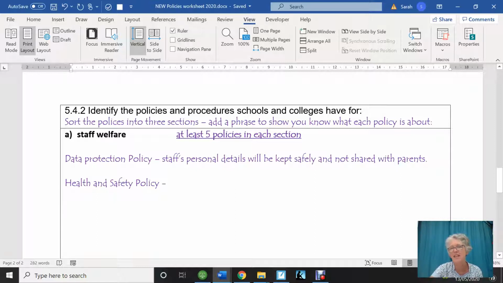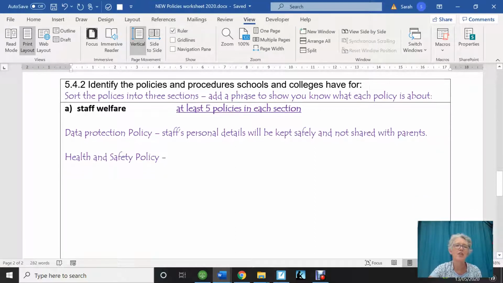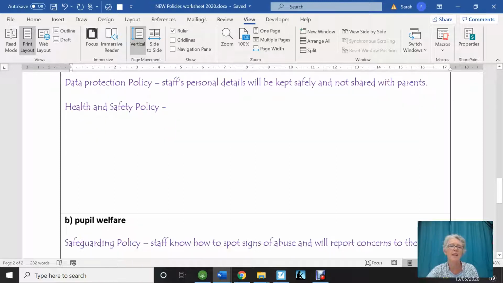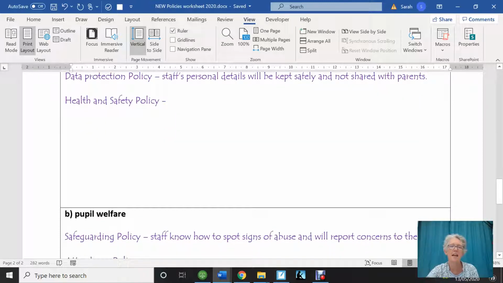Can you add a little bit more to that to say, why would schools have a health and safety policy for their staff? And then I've asked you to put at least 5. So you need to pick 3 more policies. I'll show you in a minute where else you can get those from. So you've got 1, 2, and then add 3 more in here and a little sentence on the end of each one.